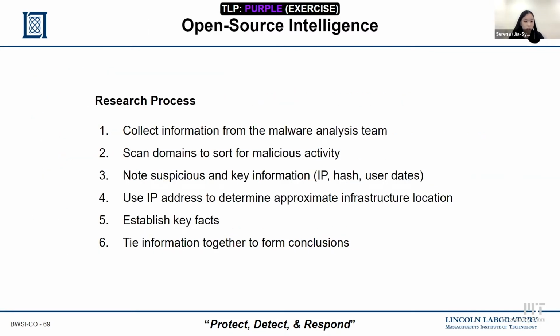The next slide shows the research process that we took to analyze the malware. First, we scanned the domains provided to us by the malware analysis team, or Stage 2A, to solve for malicious activities. From that, we will know suspicious and key information such as the IP address, hash, and user dates. We will use the IP address to try to determine the approximate infrastructure location. After finishing collecting all the information, we established some key facts that we know are true from our research. Using those key facts, we tie all the information together to form conclusions regarding the malware.